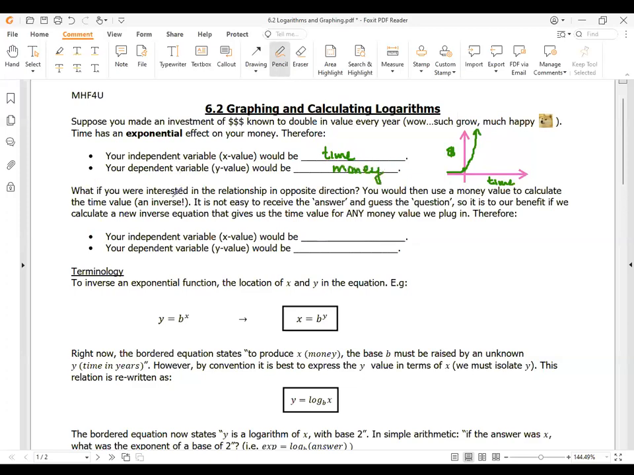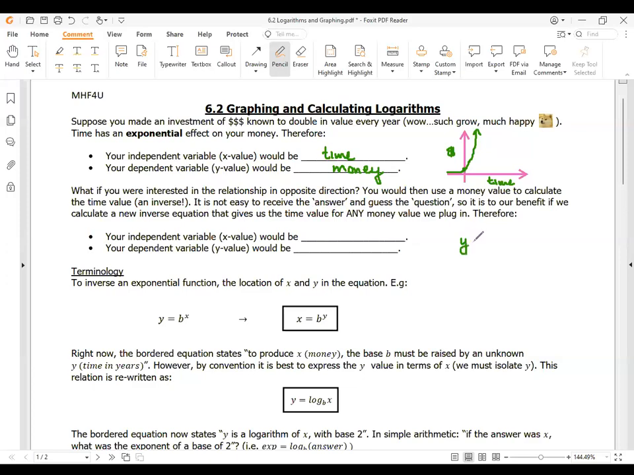What if you were interested in the relationship in an inverse direction, so an opposite direction? You would then use the money to calculate the time, which is an inverse. It is not easy to receive an answer and then guess the question. So it is to our benefit if we calculate a new inverse equation that gives us the time value for any money. Long story short, sometimes it's very difficult to receive the answer and guess the question.